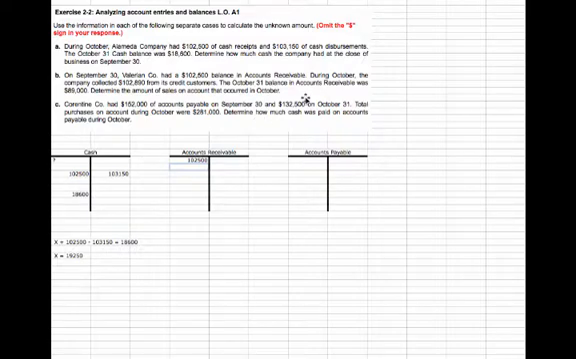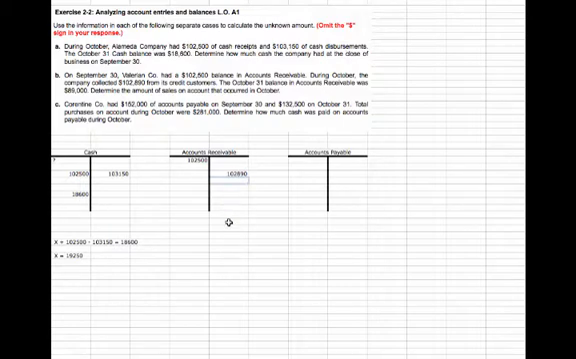Then it said, and we said here, during October the company collects $102,890. Well, collection is when we receive cash from our customers. And if the customer pays us, they no longer owe us. So therefore, we need to decrease accounts receivable. So we're going to go ahead and put the $102,890 on the credit side of accounts receivable.